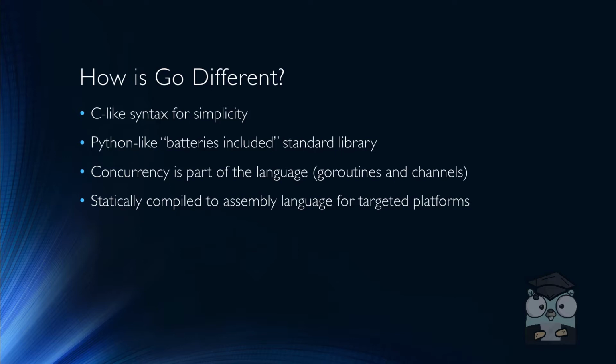It's also statically compiled to an assembly language for the targeted platforms, whether that's AMD64 or ARM, if you have a Raspberry Pi or similar devices. And it also produces a single binary for the application with no dependencies whatsoever. So that greatly simplifies how you deploy your application. It's also very fast to compile compared to something like C, and then the execution is nearly as fast as C.